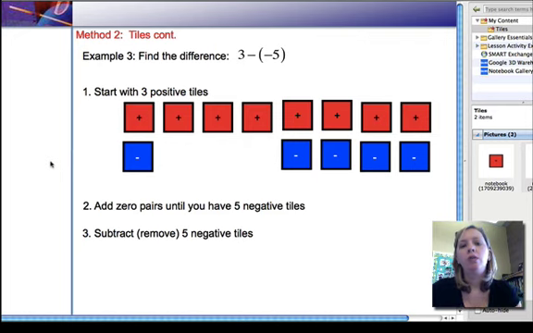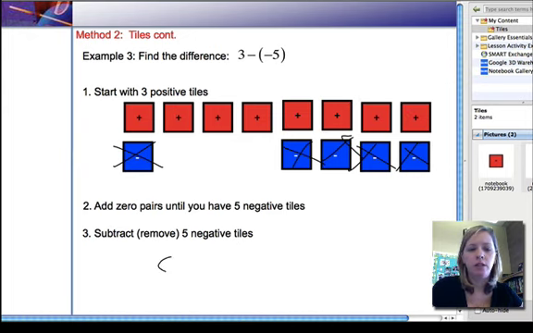Okay, so now I had 3 minus negative 5. We added 5 0 pairs, so now we have 5 negative tiles, and we're going to subtract those 5 negative tiles. So let's get our pen out here and we'll go 1, take away 1, 2, 3, 4, 5. We took those tiles away. What remains? 1, 2, 3, 4, 5, 6, 7, 8 positive tiles. So that means 3 minus negative 5 is equal to positive 8.